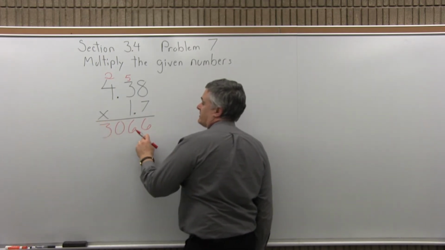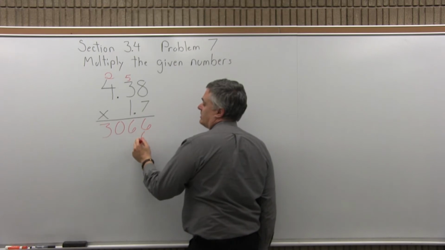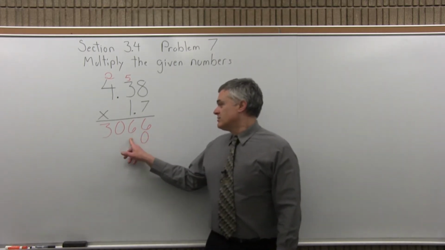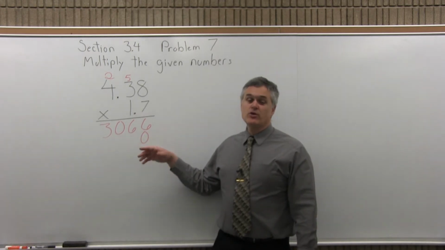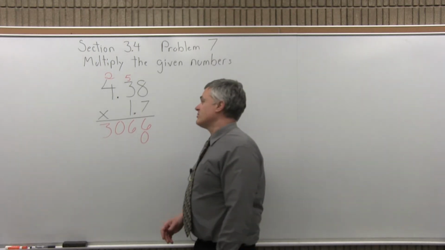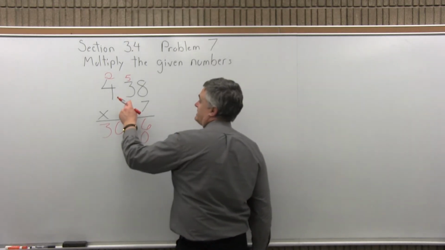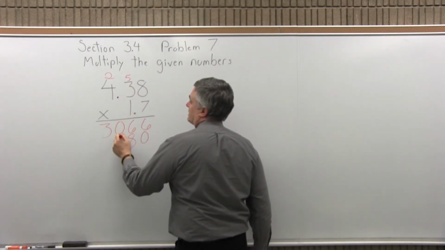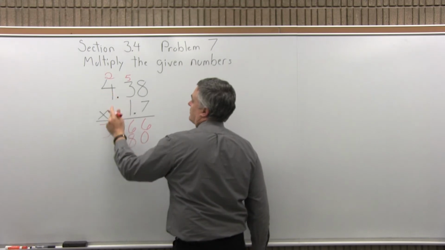Now, when you go down to the next row to multiply the 1, we either have to move over one position to the left and leave that spot blank, or you can fill in a 0 to hold your place. I like to put in the 0. And then the 1 is easy. 1 times 8 is 8. 1 times 3 is 3. 1 times 4 is 4.